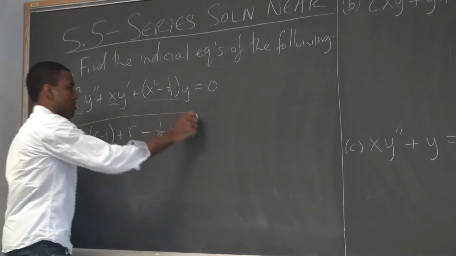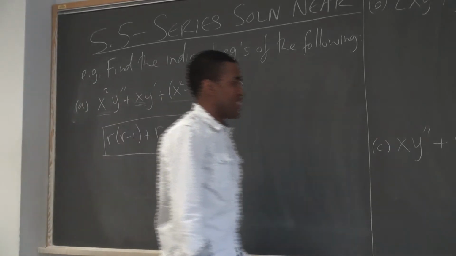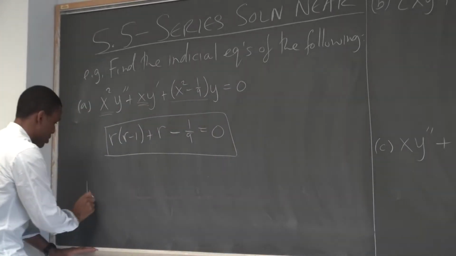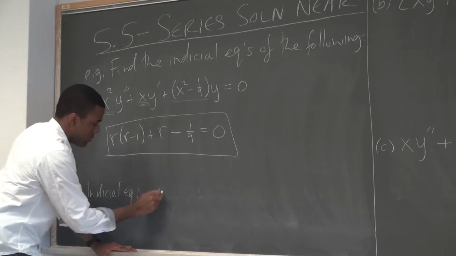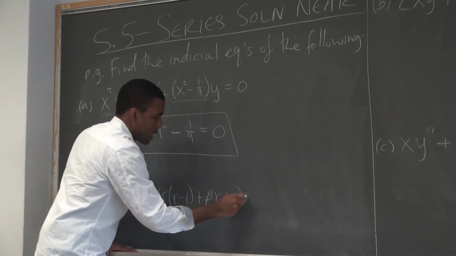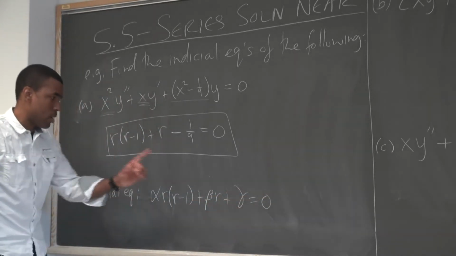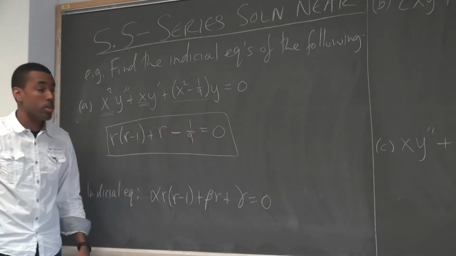It's easy if you remember the form that the indicial equation has: alpha r times r minus 1 plus beta r plus gamma equals 0. So you're just picking out what the constants are, and if anyone messes up, you just drop them out.